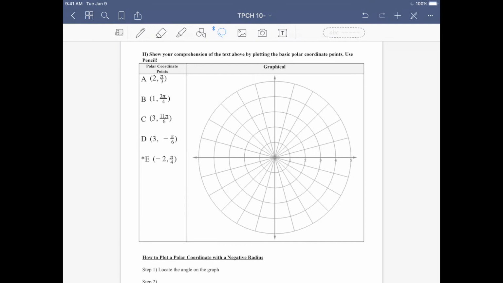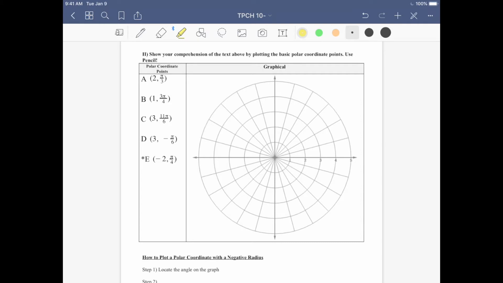Part 2, show your comprehension of the text from the previous page by plotting the basic polar coordinate points. Use pencil. So do not highlight anything right now unless you really want to. I'm going to show you a couple of things about this graph. I'm going to mark it up first so that we can understand how we read it.